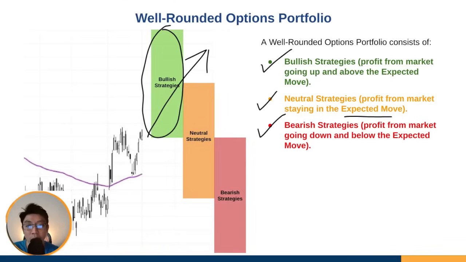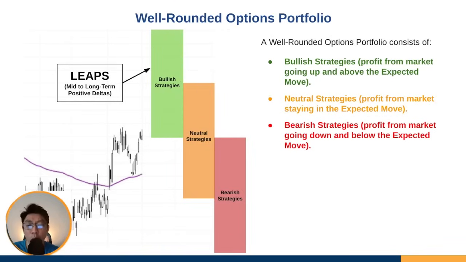So what is the solution here? That is to also have LEAPS in your portfolio. So that's where, for me, LEAPS come in, right? This is where it solves the mid to long-term positive deltas, whereby if the market keeps going up, hey, I am still in the market.